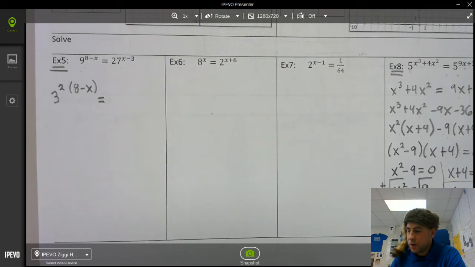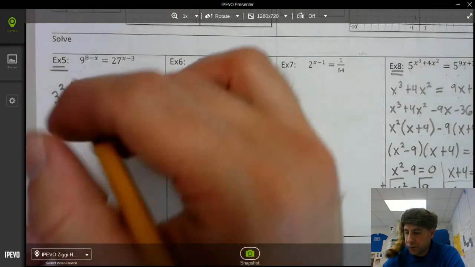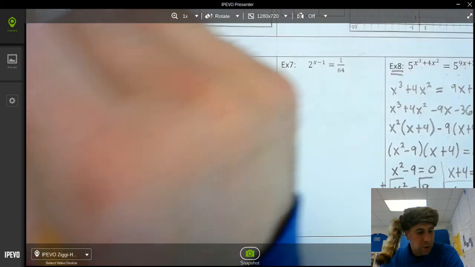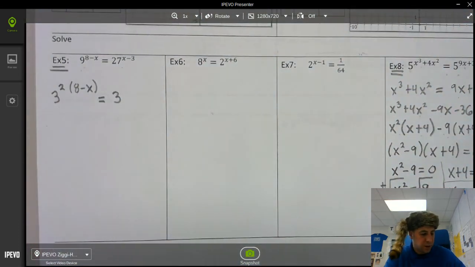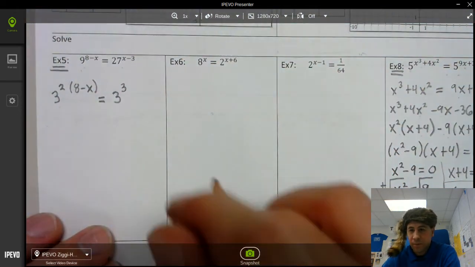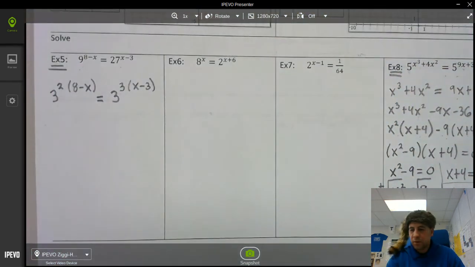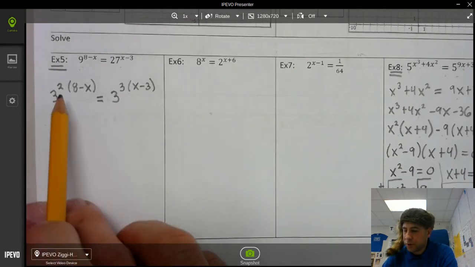And that's going to be times 8 minus x equals, now we know that, again, think about the same base. So if we're going to have the same base, we have to have 3. So 3 raised to the third power is 27. And that's times x minus 3. Okay? So we have the same bases. Now we know that the exponents are equal to each other, so we're going to set them equal to each other.